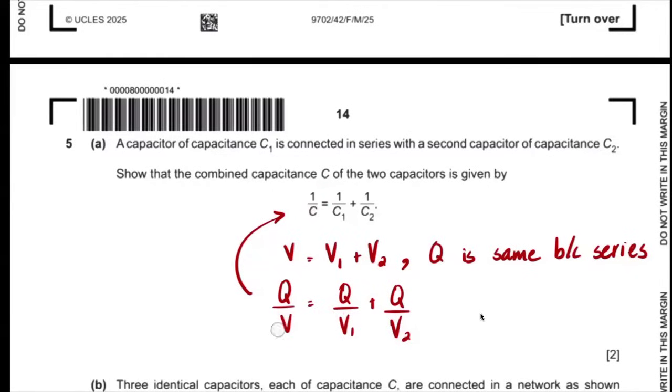Oh, I wrote this incorrectly. Since C equals Q over V, so V equals Q over C. So this is Q over C equals Q over C1 plus Q over C2, right? And then you just rearrange this.